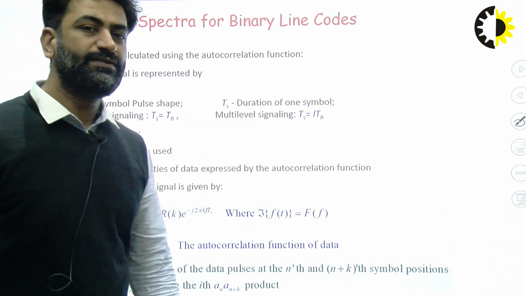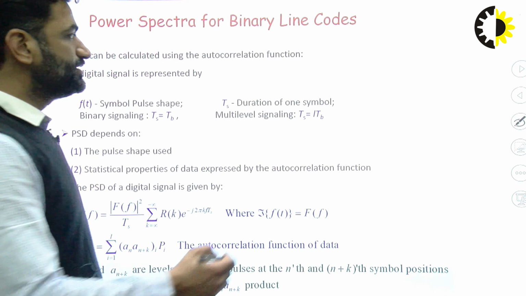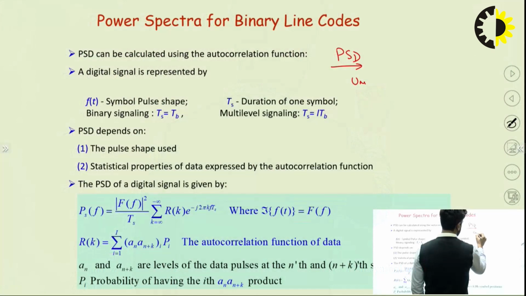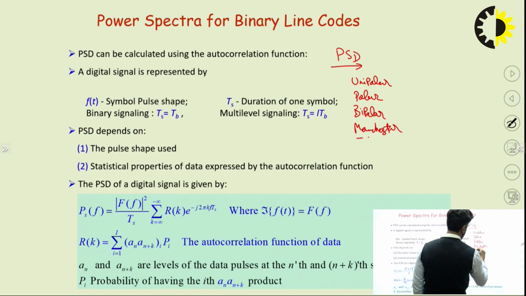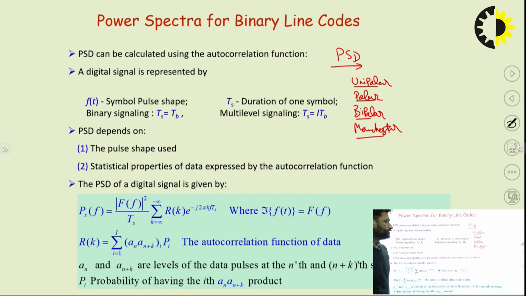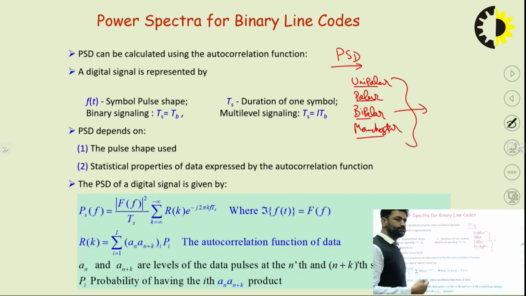Now in the next slide we will calculate the power spectral density, PSD, for different line coding techniques such as unipolar, polar, bipolar, Manchester. Now we will calculate the PSD for different kinds of line code. By this PSD we can also compare these line codes, which has the least power spectral density and which has the highest power spectral density.